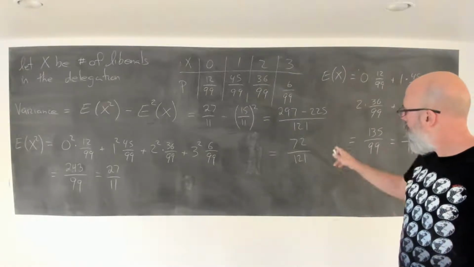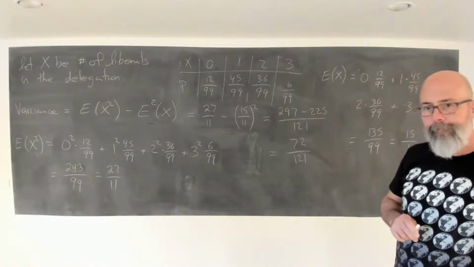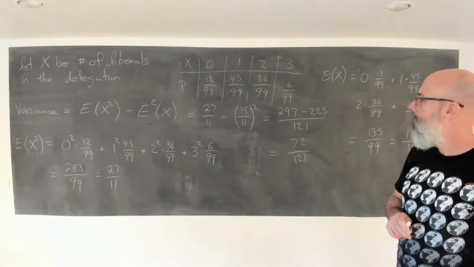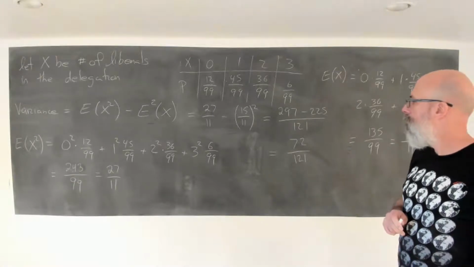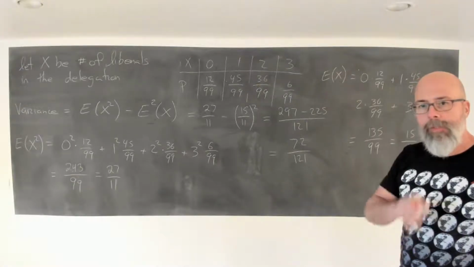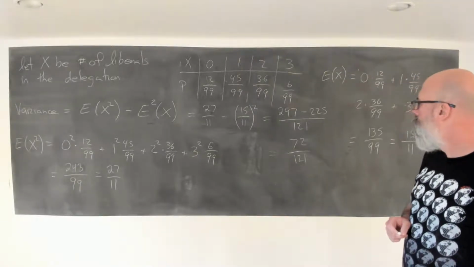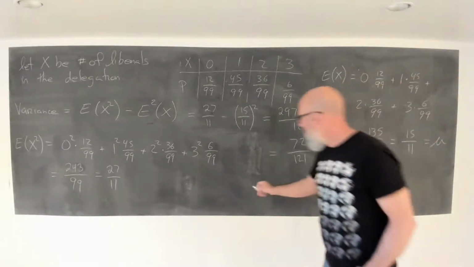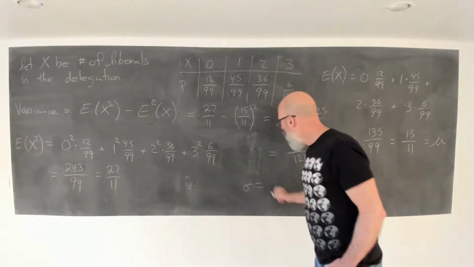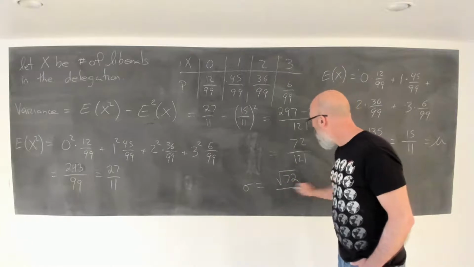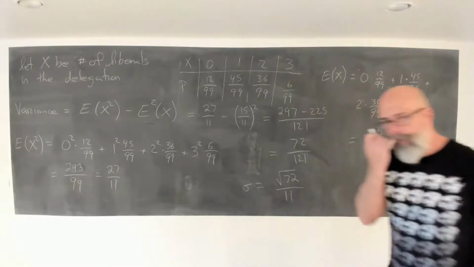Is that correct? Thank you. There it is. So that's the variance, and the standard deviation, or sigma, is the square root of that: root 72 over 11.